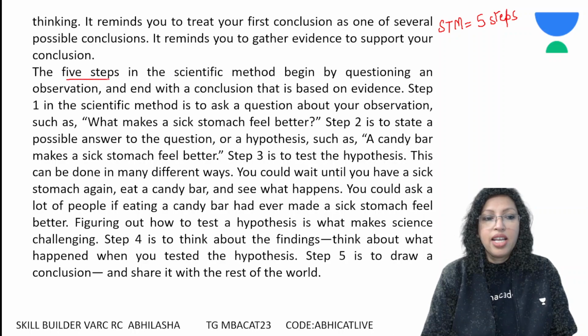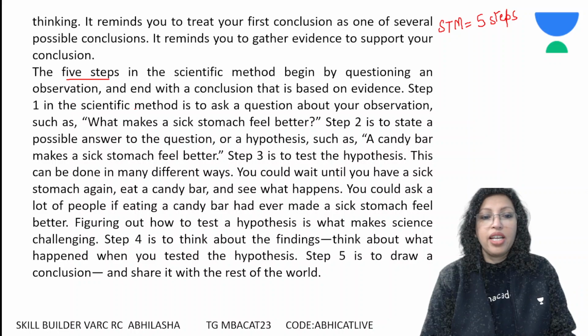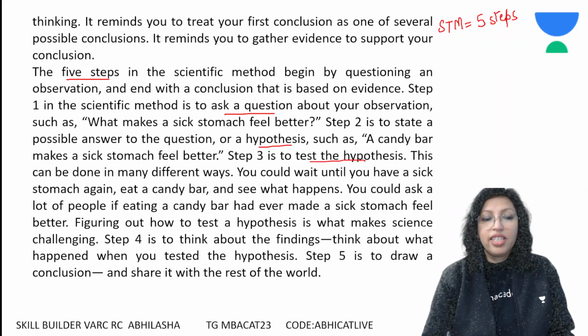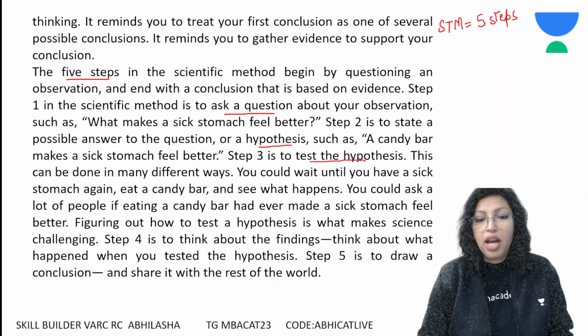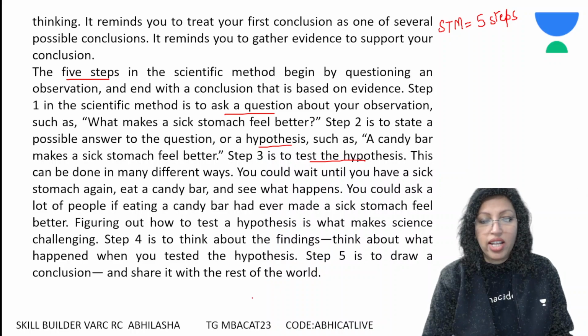You understand? Step 1. So I know that now these are going to be the steps. Step 1 is to ask a question about your observation, such as what makes a sick stomach feel better. Step 2 is to state a possible answer to the question, or a hypothesis. See, now we are going stepwise. Step 3 is to test the hypothesis. This can be done in many ways. You could wait until you have a sick stomach again, eat a candy bar and see what happens. You could ask a lot of people if eating a candy bar has ever made their sick stomach feel better. Figuring out how to test a hypothesis is what makes science challenging.